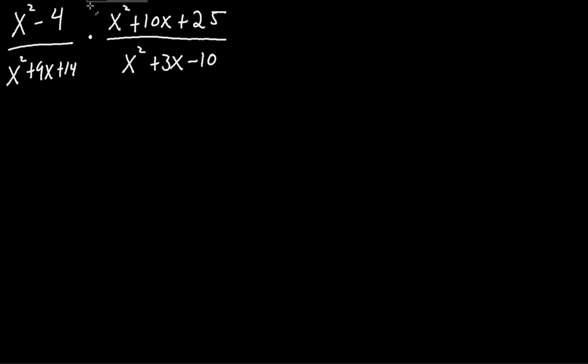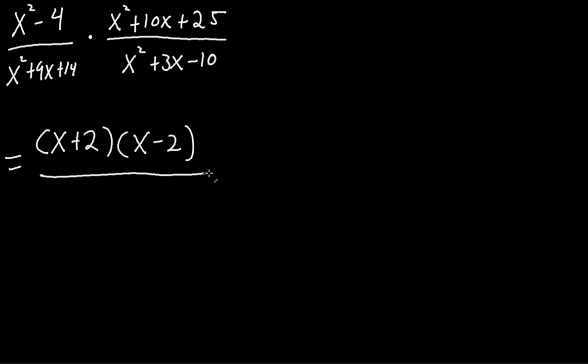All right, let's look at the next problem. Here I have x squared minus 4 over x squared plus 9x plus 14, times x squared plus 10x plus 25 over x squared plus 3x minus 10. I notice that the top left-hand corner is a difference of squares, a square minus a square, and I have that memorized, so I can say that that's x plus 2, x minus 2.